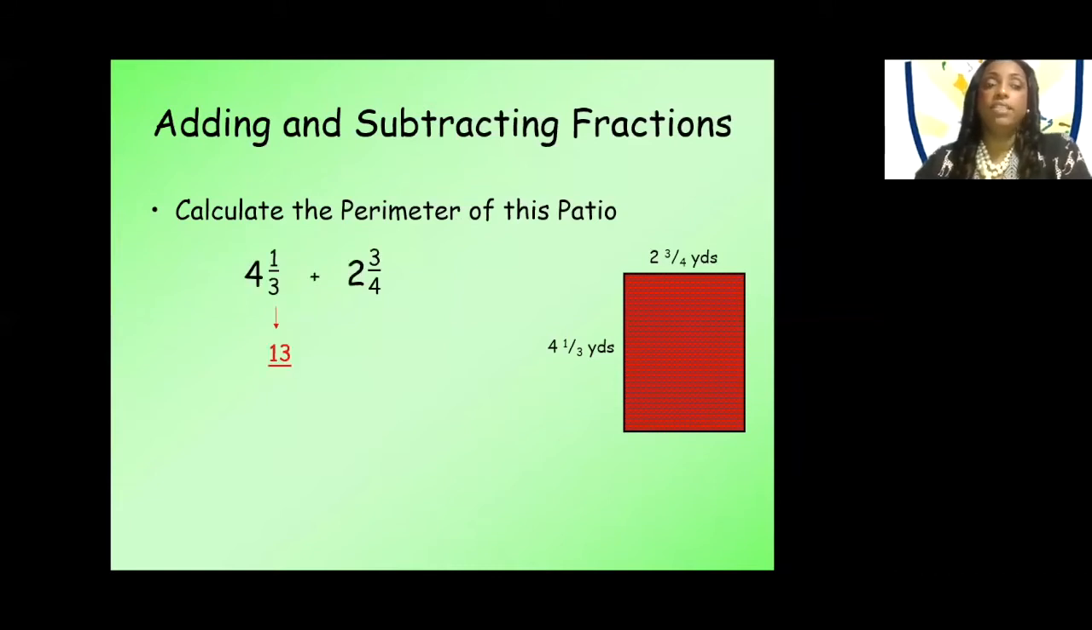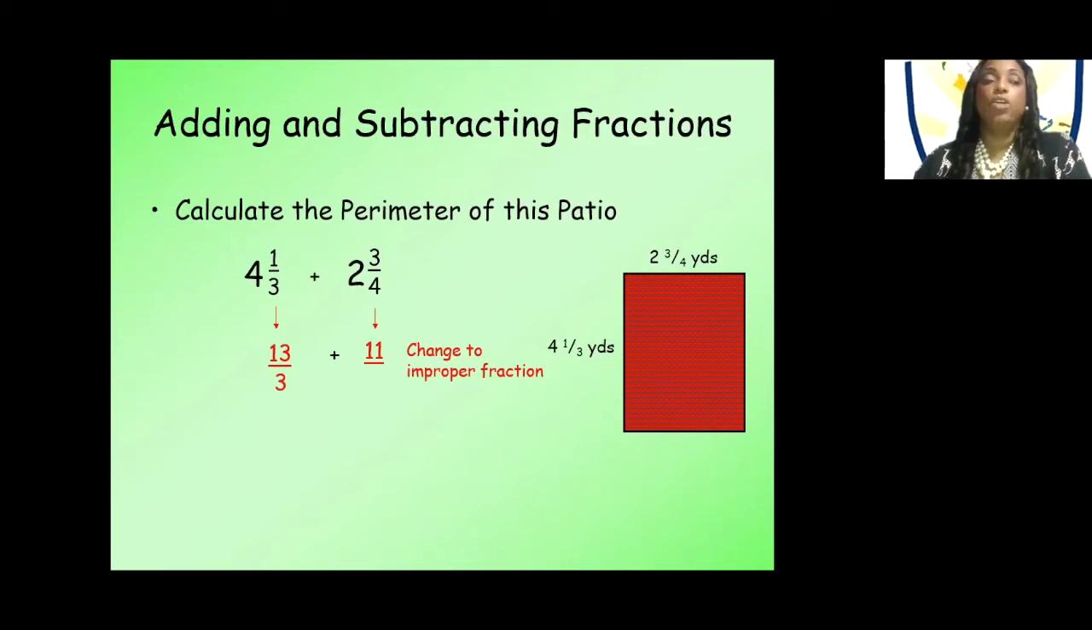Okay, another slide should have popped up for you. You're being asked to calculate the perimeter of a patio, okay? Now, this is where real life situations kick in. You know, kids tend to always say, well, why do we need maths? You know, where can we use that in real life? Well, here it go. If you're being asked to find the perimeter of a patio, the perimeter of this patio is 2 3/4 by 4 1/3 yards, okay? So you're being asked to find the perimeter of the patio.